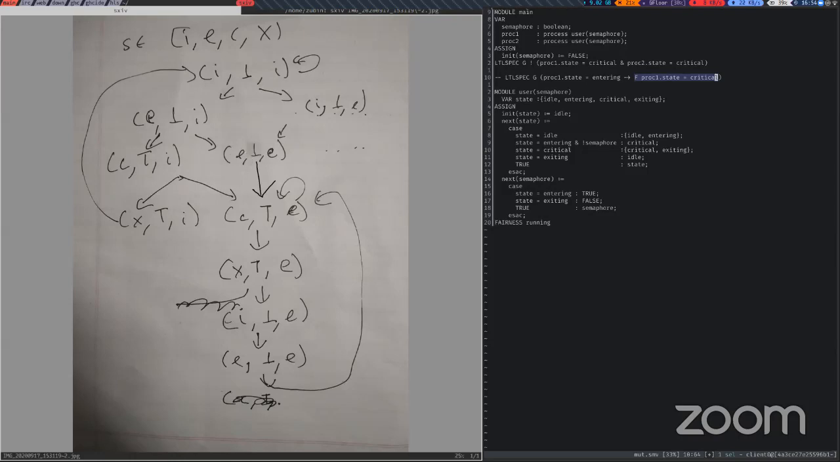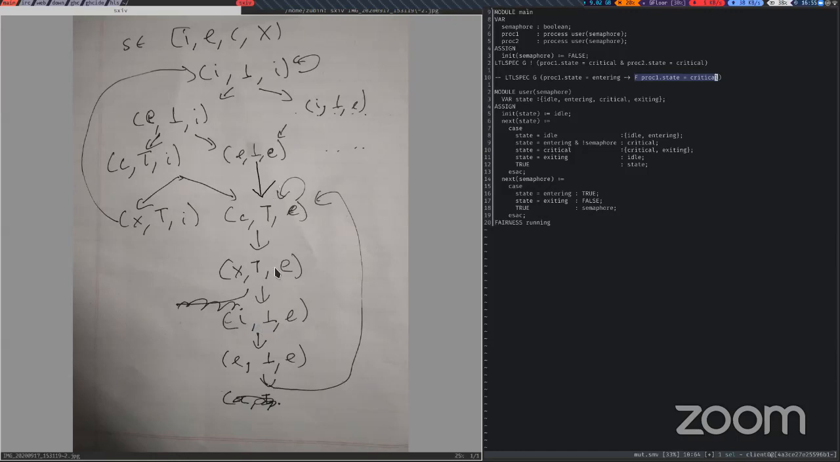So both processes are trying to enter the critical section. Say the first one succeeds and sets the semaphore to true. At this point the first process is in the critical section now. Then it can proceed from critical to exit and back to the initial state, try to enter, and then it can try to enter once again.